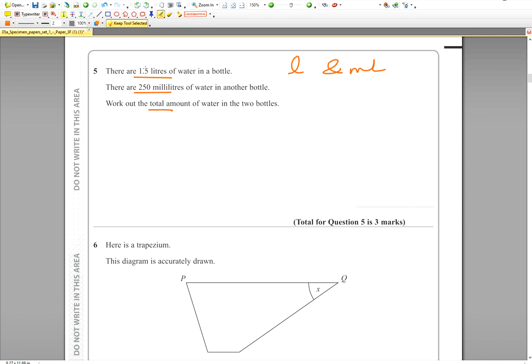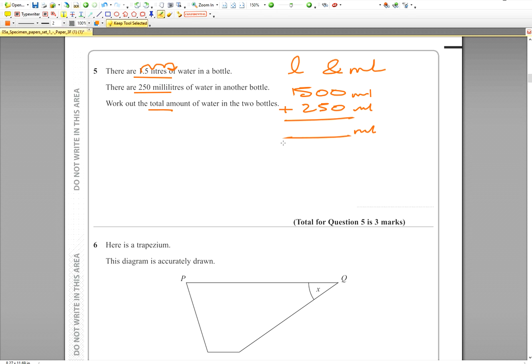So if you want to change liters into milliliters, times by 1,000, so you move the decimal point 3 places forward. That'll give you how much? 1,000. And then you add 250. Now we have consistent units. That's in ml, that's in ml, and the answer will be in ml.